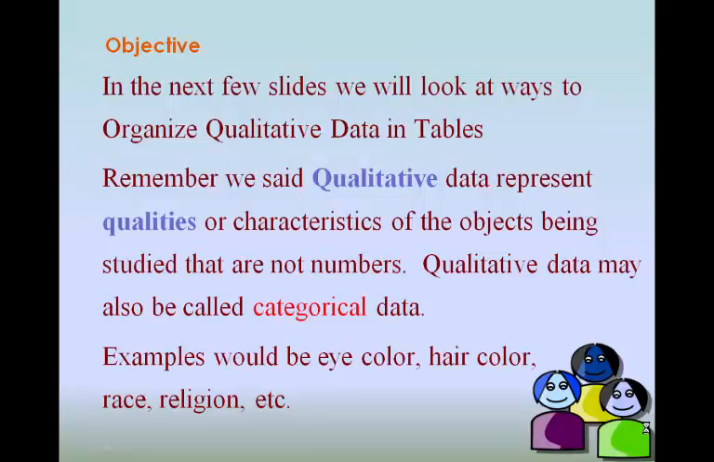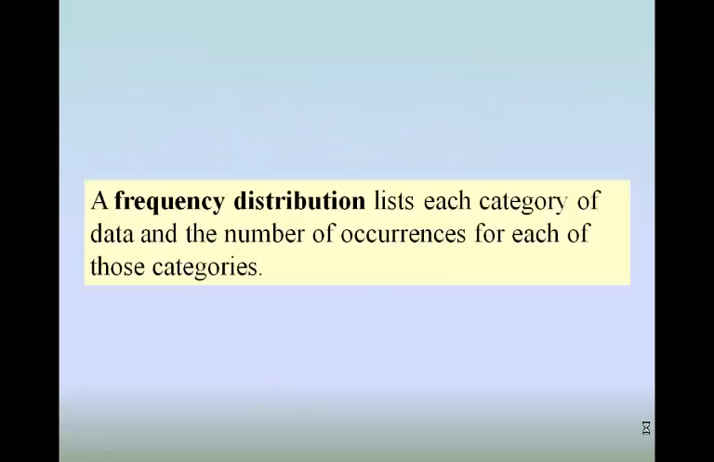Remember, we said qualitative data represents qualities or characteristics of the objects being studied that are not numbers. Qualitative data may also be called categorical data because it allows you to sort the data into categories. Some examples might be eye color, hair color, race, religion, and those types of things. A frequency distribution lists each category of data and the number of occurrences for each of those categories, or the frequency of occurrence.